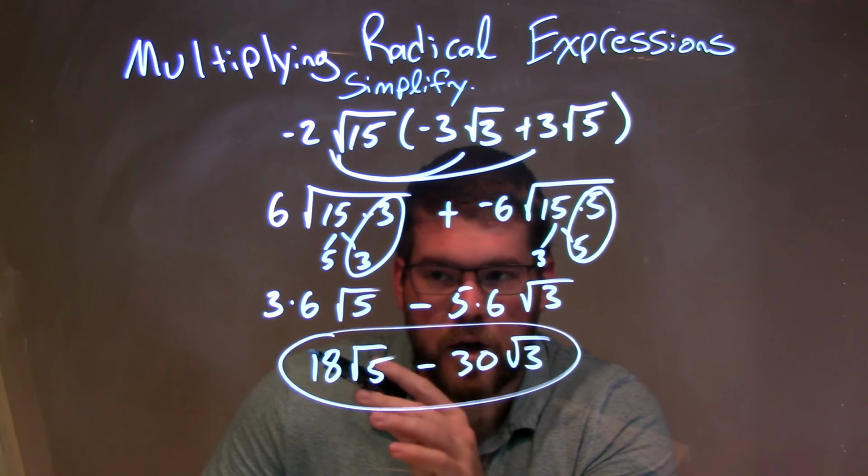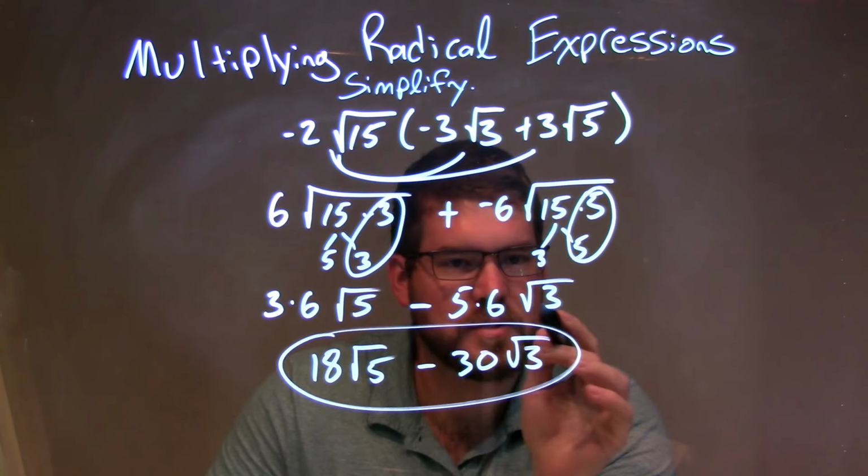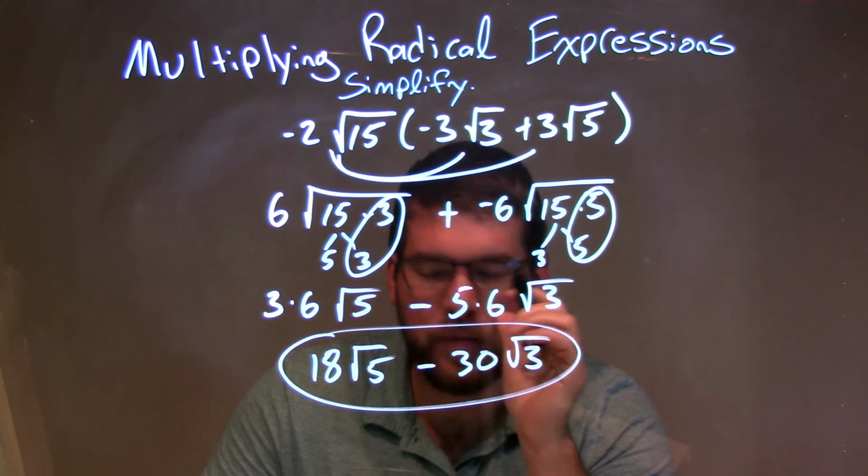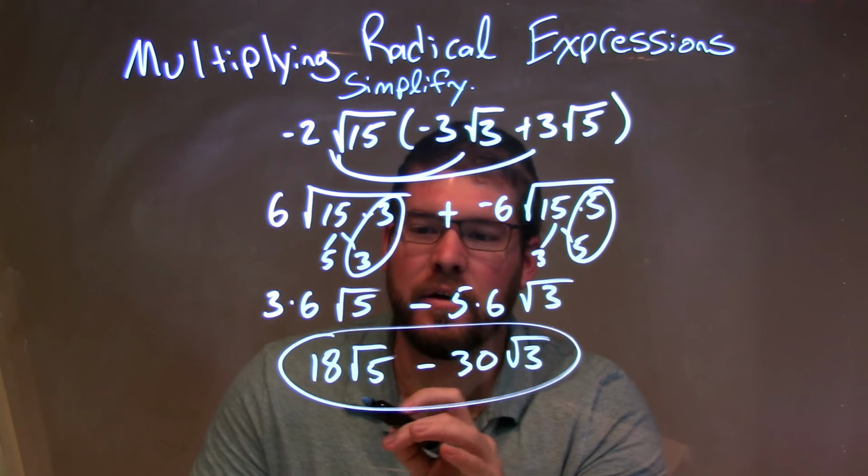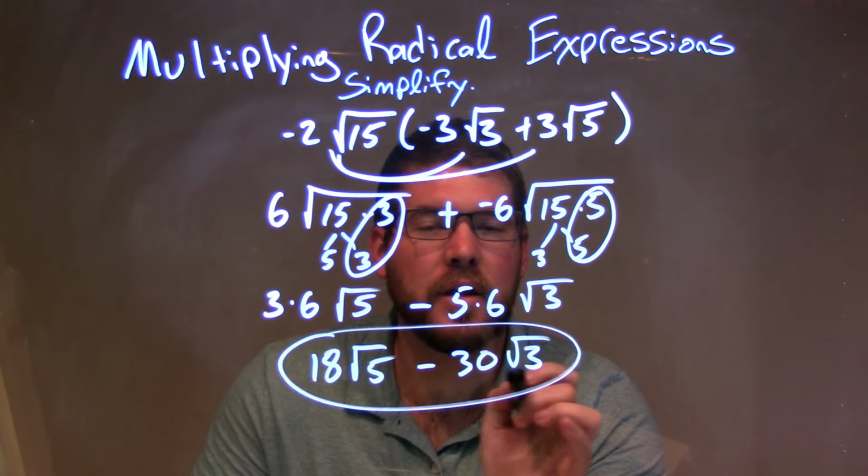Then we simplified both of them. We can't combine them because they have different square roots. Square root of 5 and square root of 3 are different there. So again, our final answer here is 18 square root of 5 minus 30 square root of 3.